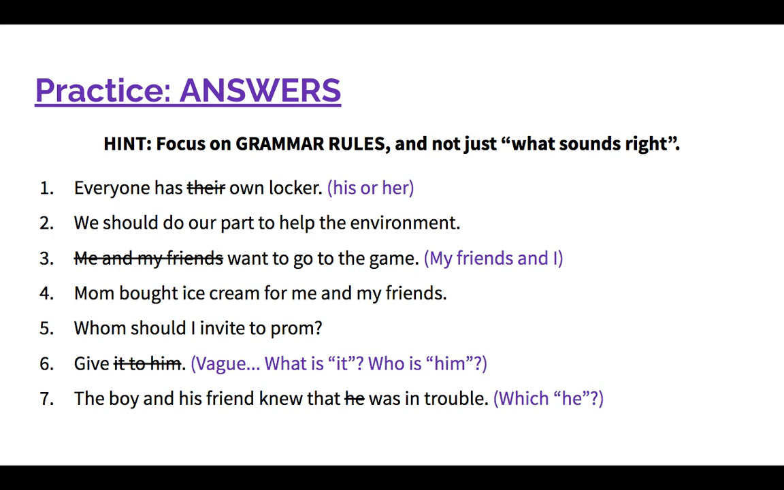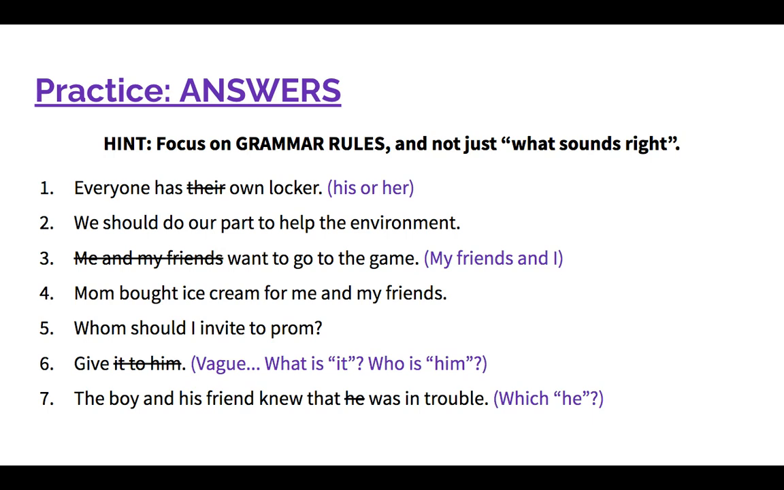Me and my friends want to go to the game. It would be my friends and I. Number 1, if you took out my friends altogether, you wouldn't say me want to go to the game. You would say I want to go to the game. Now we put our friends back in, and we always put the other subject before ourselves. So we never say I first, okay? We're a selfless language, so to speak. We are not selfish. We're not putting ourselves first. We're putting others first. So it's always my friends, or whatever the subject be, my family, my mom, my dad, my little sister, my brother, my best friend, okay?